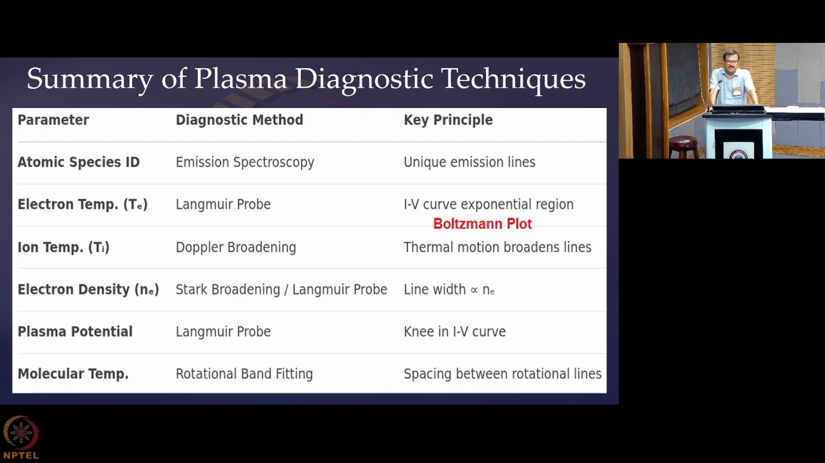Then electron density you can determine from Stark broadening or Langmuir probe. Line width in case of Stark broadening is proportional to n_e. And then plasma potential you can find out from Langmuir probe, from the knee in the curve, and molecular temperature from rotational band fitting, as I have explained, from the spacing between the rotational lines.